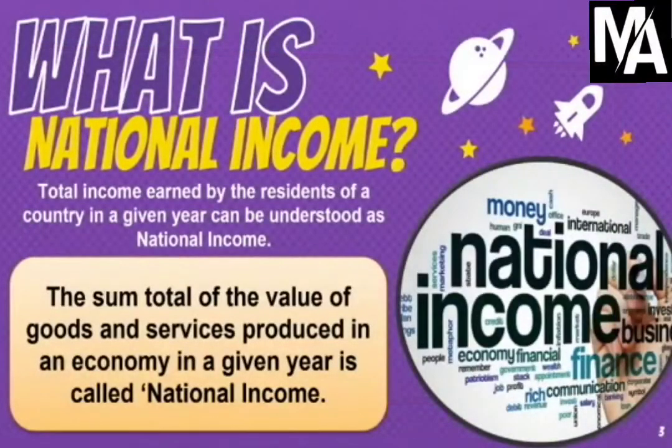So once again, a quick recap of what is national income. In very simple terms, it is the total income earned by the residents of a country in a given year. But then how do these residents earn this income? They earn this by producing goods and services. So we can also make this definition a bit better by saying that the sum total of the value of goods and services produced in an economy in a given year is called national income. Very easy to understand, and that was already explained in the previous video.